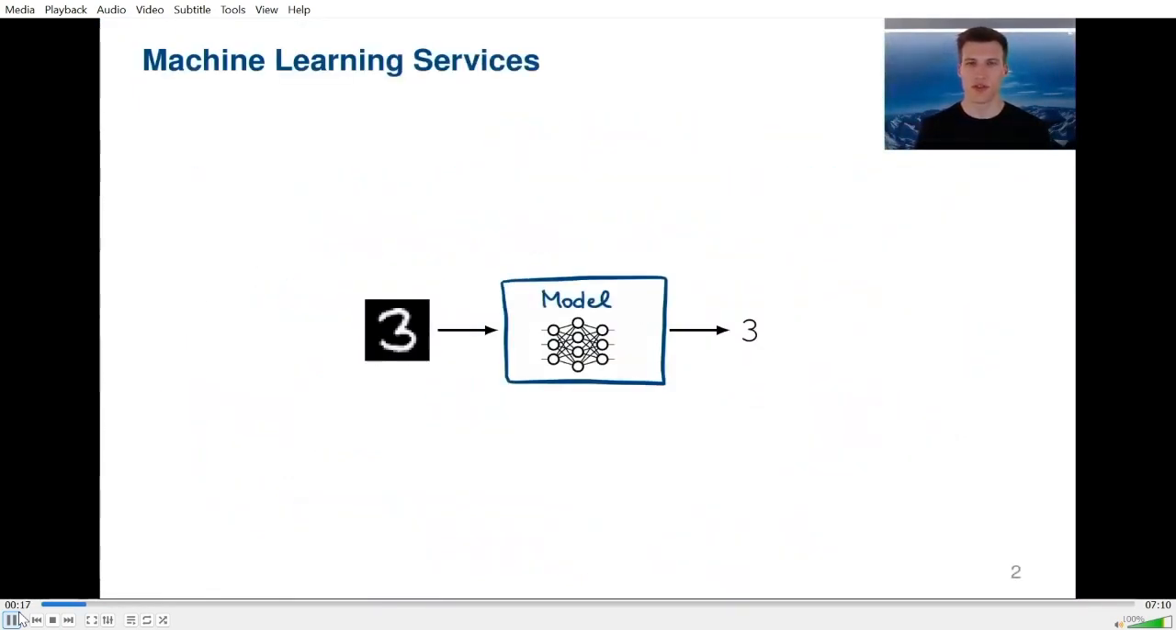So machine learning services are becoming increasingly powerful and are used in a variety of applications. As an example, we will look at a neural network to classify handwritten digits. The output is determined by the output class with the highest probability.